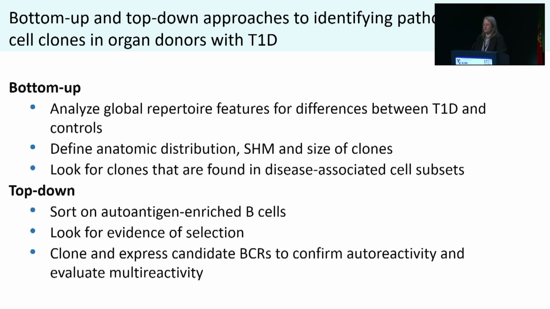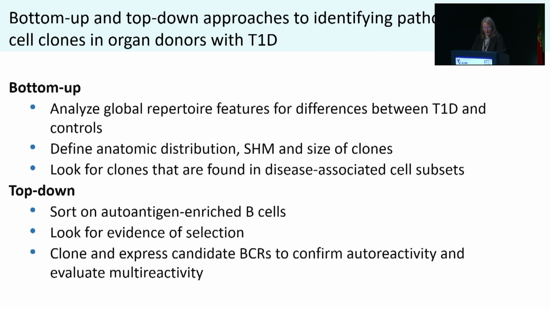Top down, on the other hand, is to sort on autoantigen-binding B cells and then analyze their repertoires, look for evidence of selection, and then also clone and express some of these antibodies that these cells produce, confirm their autoreactivity, and potentially also evaluate multi-reactivity.